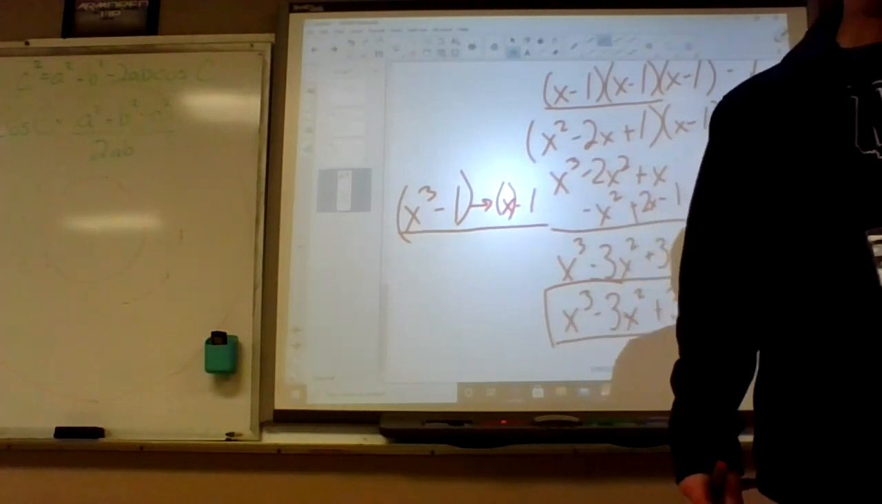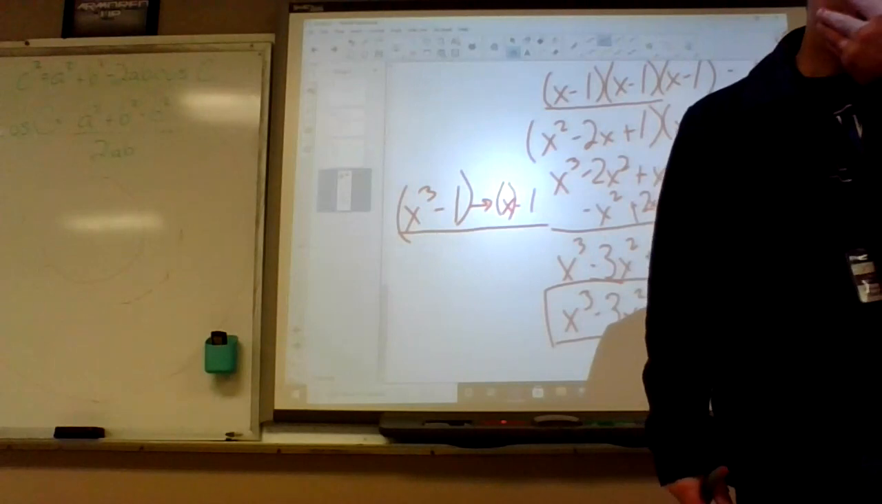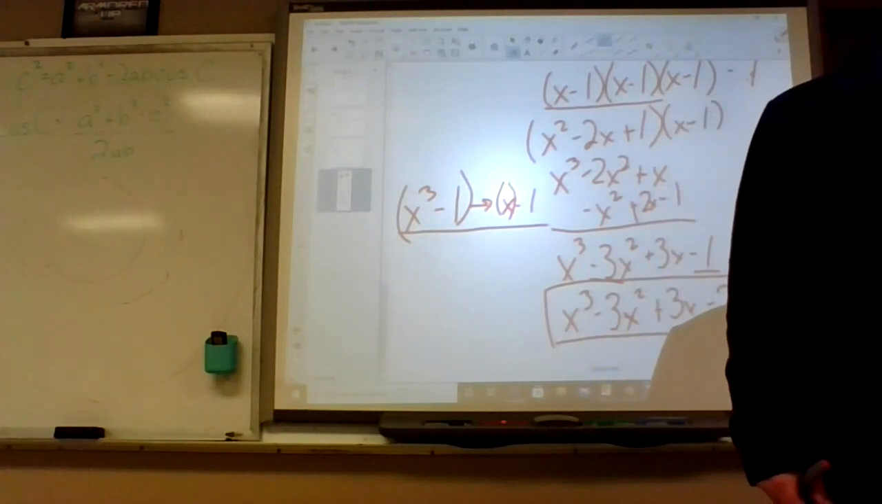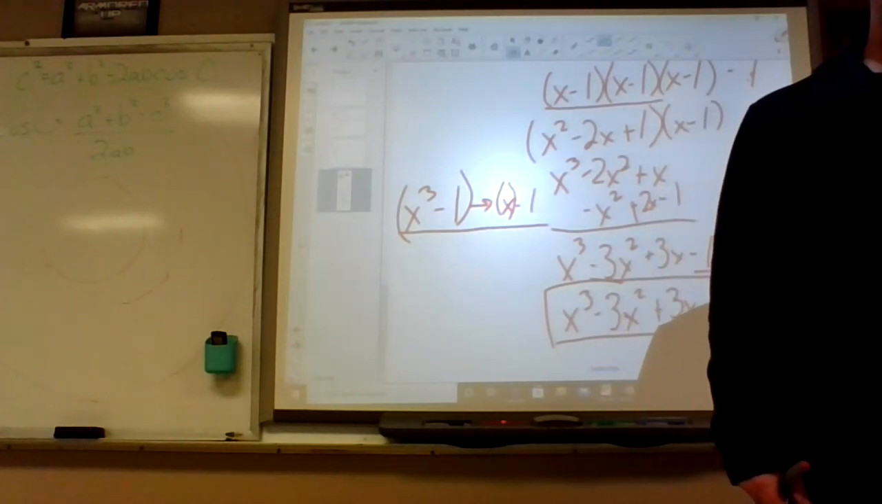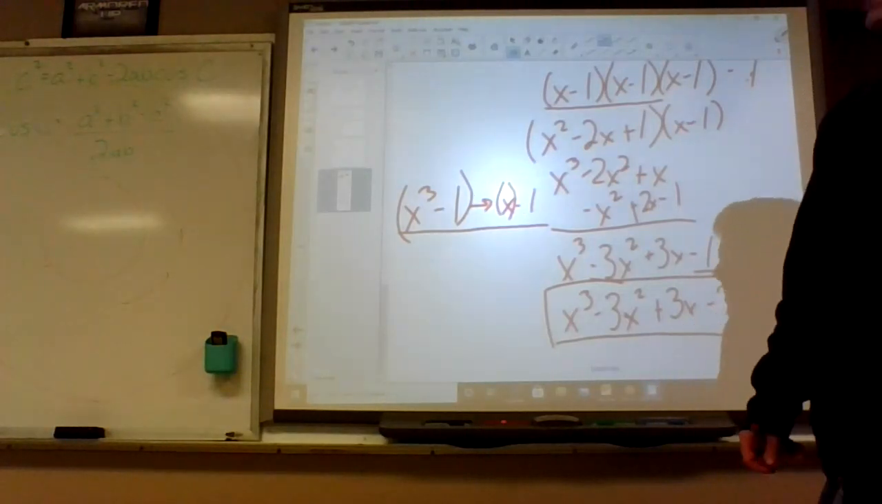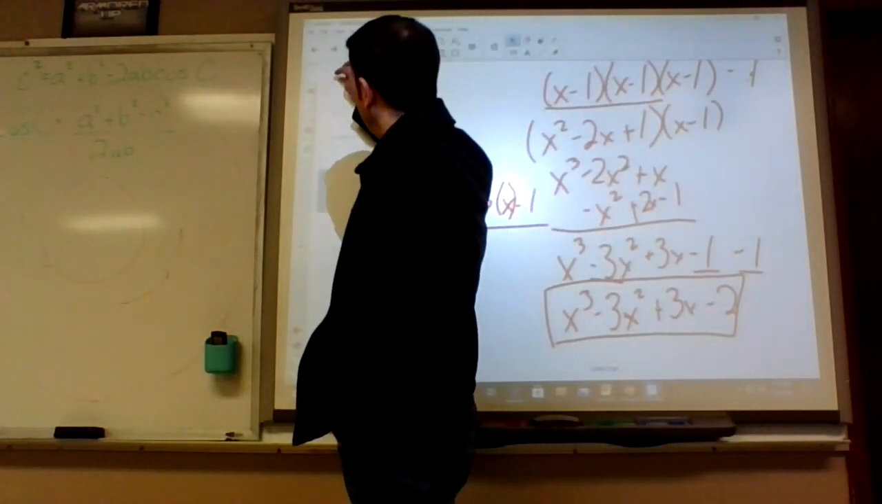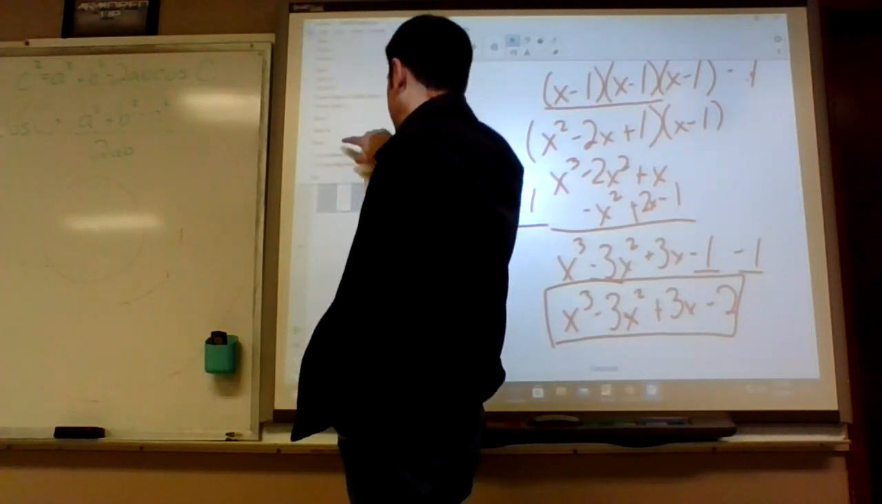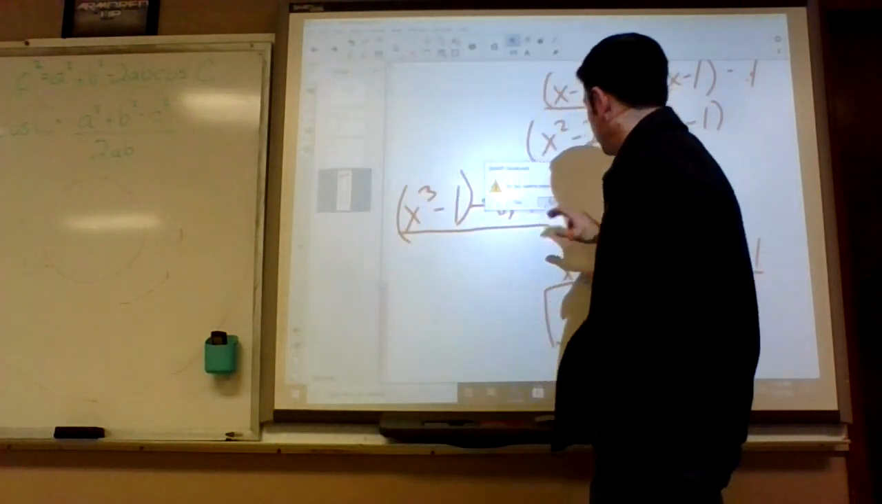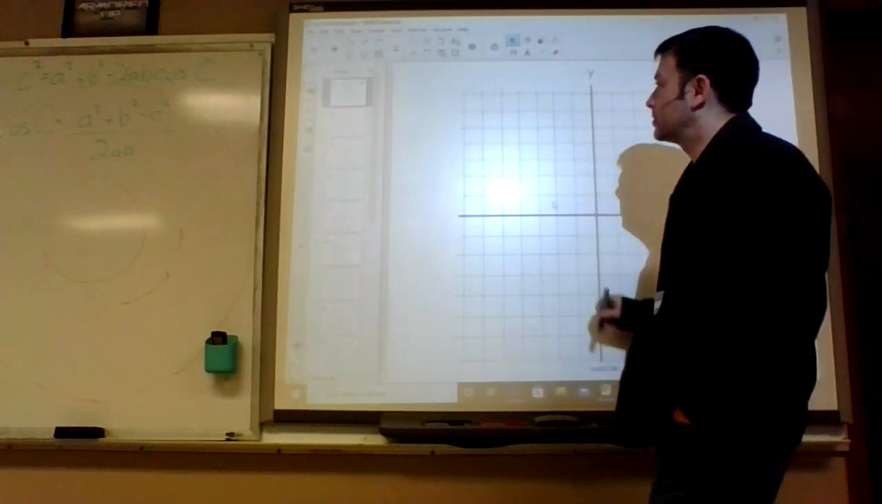Okay, back to graph paper, I guess. For number 11, on a single set of axes, graph f of x equals x. What does that look like? It's so simple, it'll probably confuse you. What does f of x equals x look like?